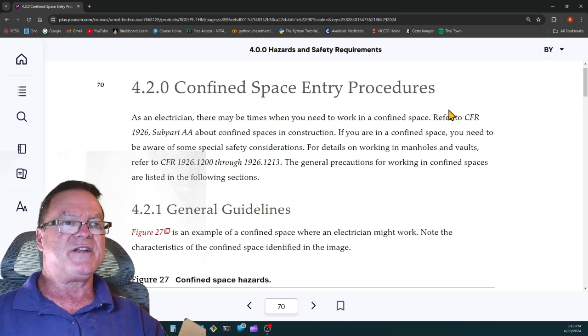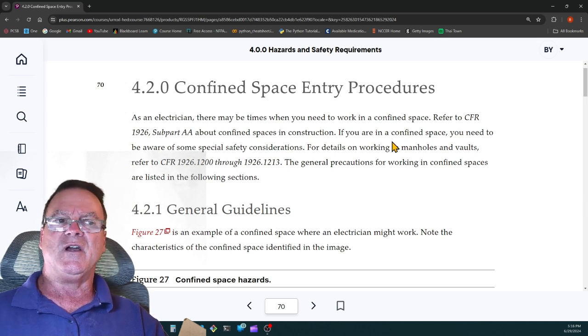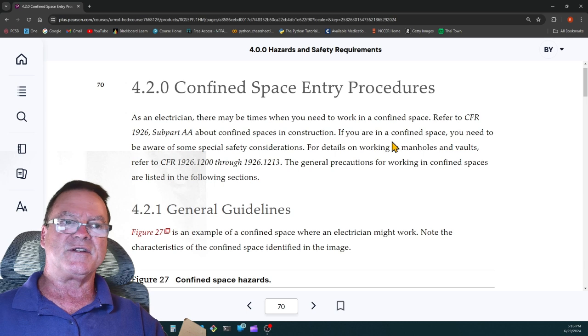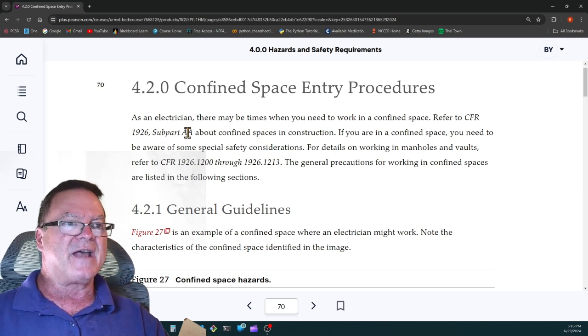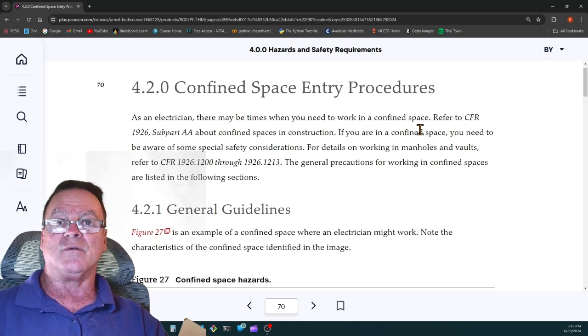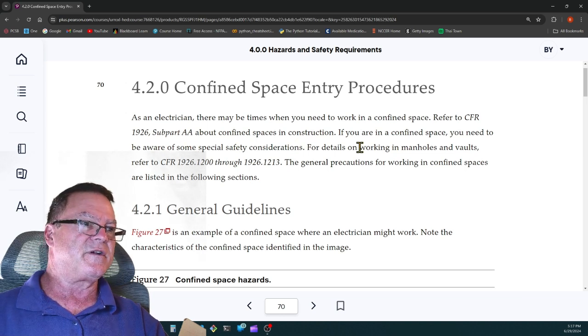4.2.0 Confined Space Entry Procedure. If you remember, a confined space is a space that is not meant for continued human habitation. It usually only has one entry or egress, and it's no wider than 30 inches in any direction, the opening, that is. As an electrician, there may be times when you need to work in a confined space. Manholes are a confined space. See CFR 1926 subpart AA about confined spaces in construction.